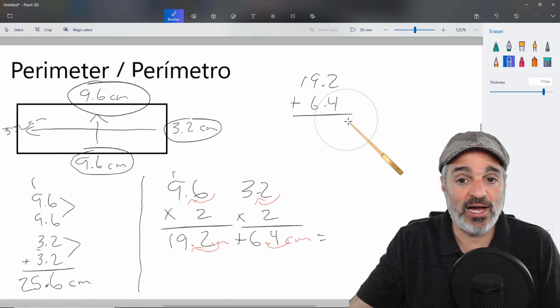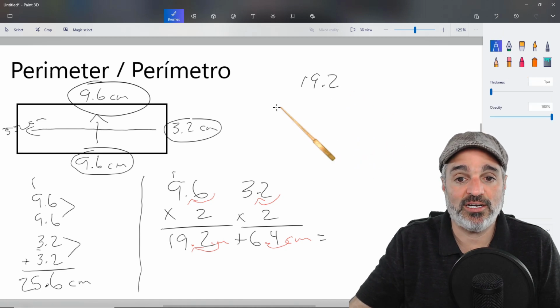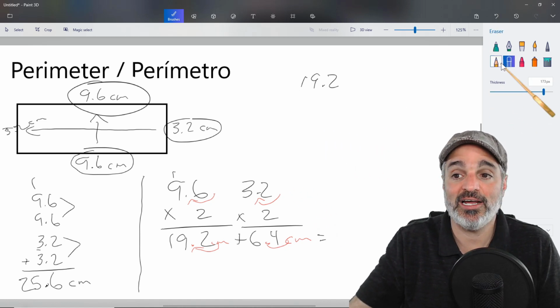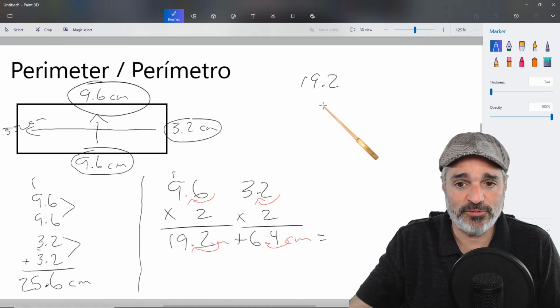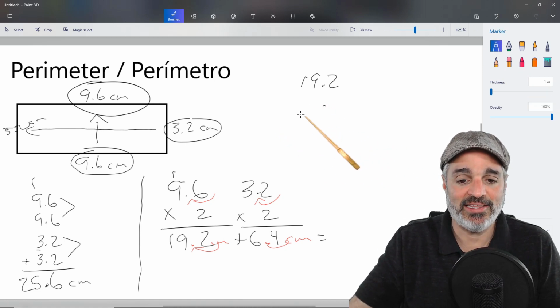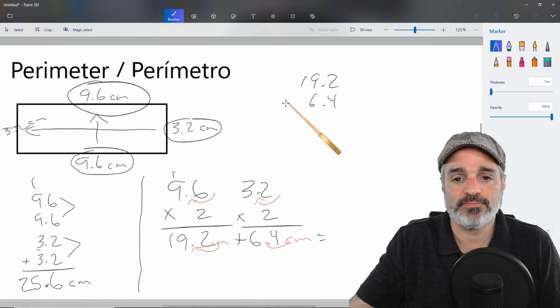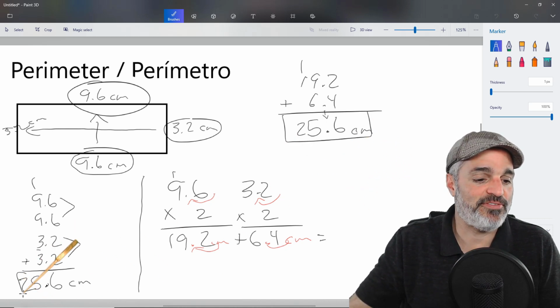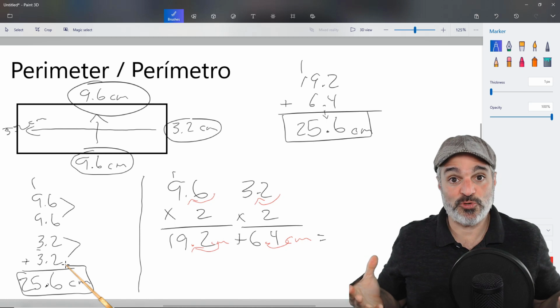You cannot, and we talked about this, you cannot come and write 6.4 like this, because this is addition, and in addition we have to line up the decimal point. So the first thing you have to do is write the decimal point right there, and now write 6.4, and you add. This is 6, this is 15, carry the 1, and this is 2, and what do I do with the decimal point? I drop it where it is. And look at that, 25.6 centimeters is the same result.